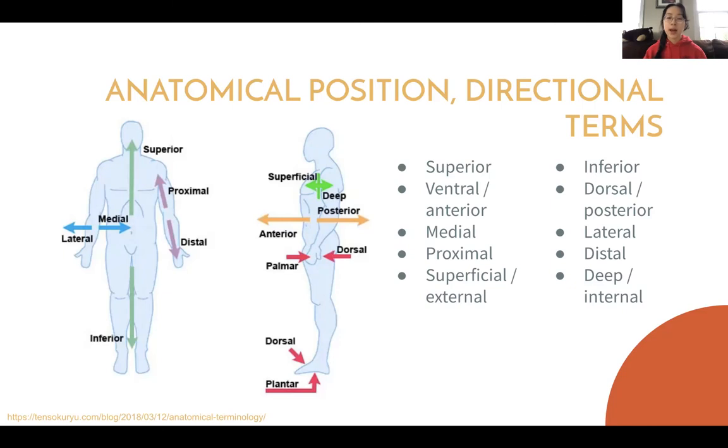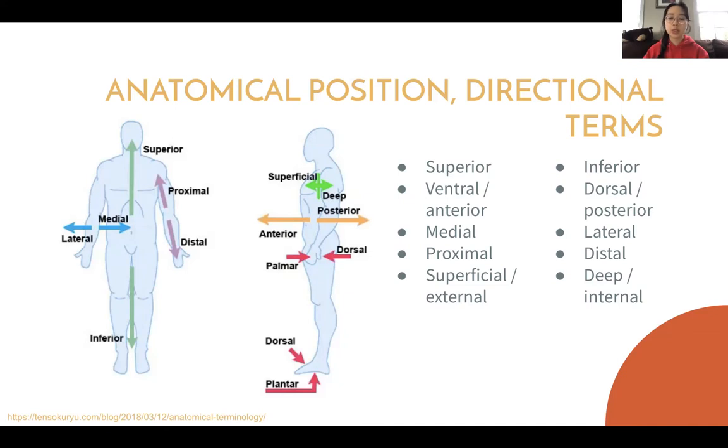Medial and lateral mean closer and farther away from the midline, respectively. So the midline is the line running down the center of your body, splitting you into two symmetrical halves. As you can see on the arrows on the left that are blue, medial is toward the center, lateral is away. Proximal and distal are usually talking about with respect to a limb. Proximal is going to be closer to the joint, closer to the center of your body, and distal is away from the center of your body. So for example, your hand is distal to your shoulder and your shoulder is proximal to your hand.